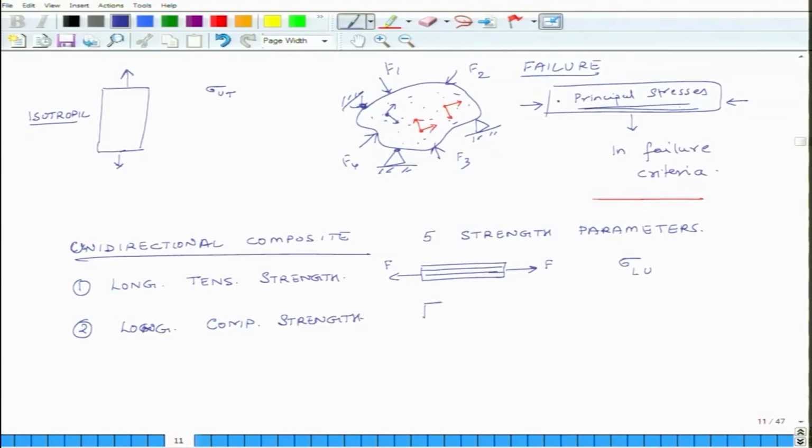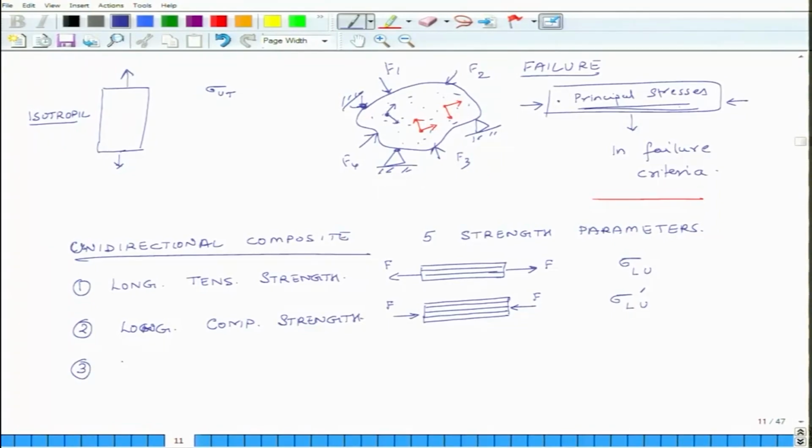Okay. So, what do we do in longitudinal compressive strength? You take the same sample and you subject it to compression, and here also the fibers are aligned with the direction of the external stress. So, you are compressing it in the compressive direction, and this we call sigma L U, but then this is compressive. So, to differentiate between compression and tension, we put an apostrophe here. So, that is sigma L U prime.